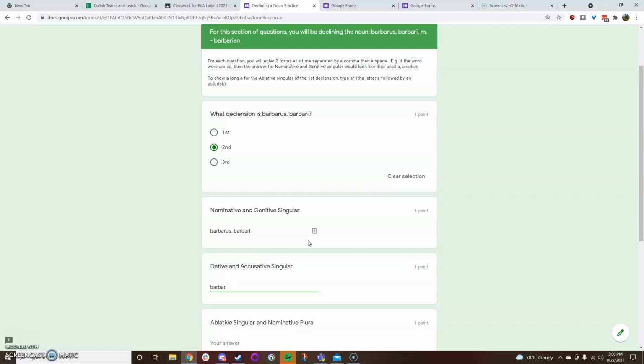I'm going to add on the dative ending to this one, dative singular, barbaro, to the barbarian. I'm going to copy my stem in here, barbarum.